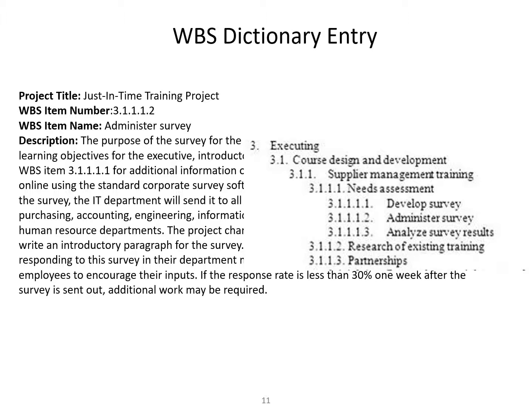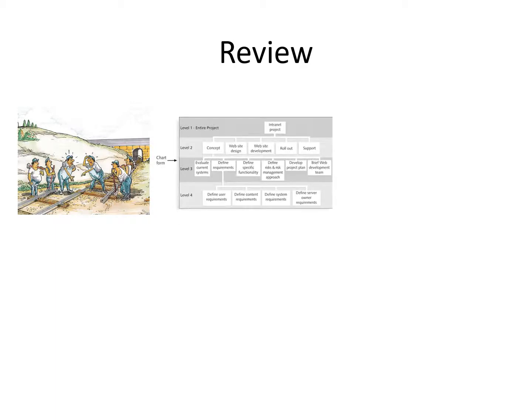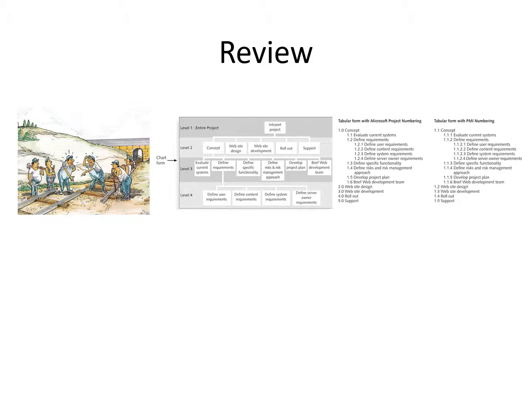Let's review. A work breakdown structure, or WBS, is a deliverable-oriented grouping of the work involved in a project that defines the total scope of the project. Here is the WBS in chart form. It shows graphically how the work is distributed in a graphic format. Here is the WBS in tabular form. It shows in outline form how the work is distributed.